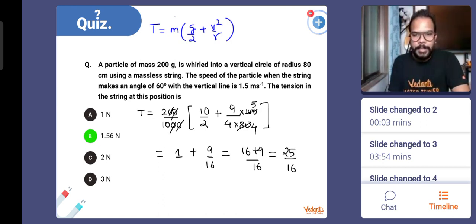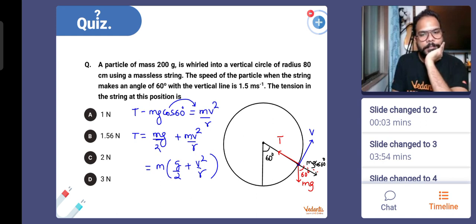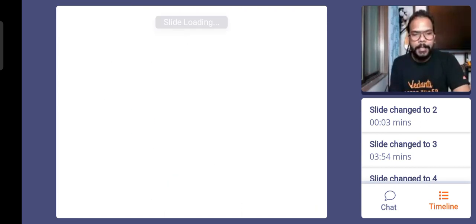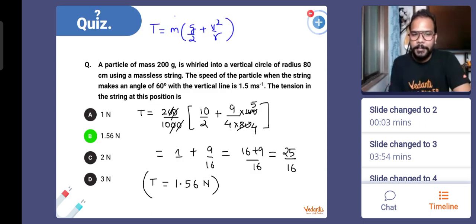Do the maths. Don't ask me how the correct steps are coming. Okay, this will be 1.65. Did I mess up? It comes to 1.56. Is that right? Which 5 denominator? m taken common, m taken common. v square by r, not understood. Understood now? Okay, got it. I'm not the only one. Answer is 1.